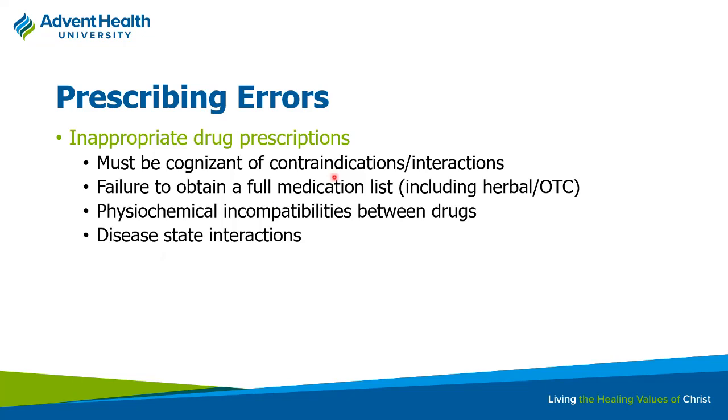Other things you want to be careful of when prescribing is looking at contraindications or other interactions with the patient's meds and making sure you're asking about herbal and OTC utilizations. And again, consider, are there any physiochemical incompatibilities with drugs? So for instance, if they're taking calcium for osteoporosis and they take a fluoroquinolone antibiotic, those are going to bind together in the GI tract. Those are things you have to be concerned with. And then any disease state interactions. If they have diabetes, and I'm giving you a medication that could increase blood sugar, that could be a problem, right?